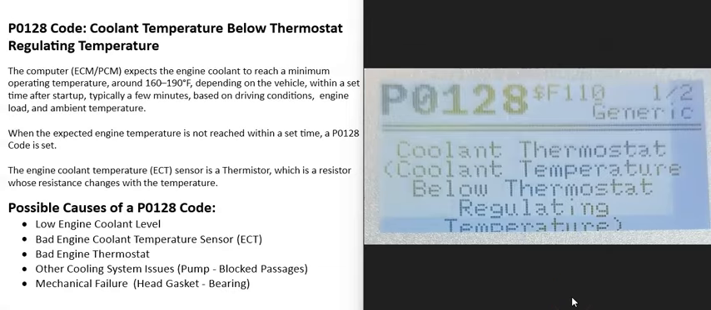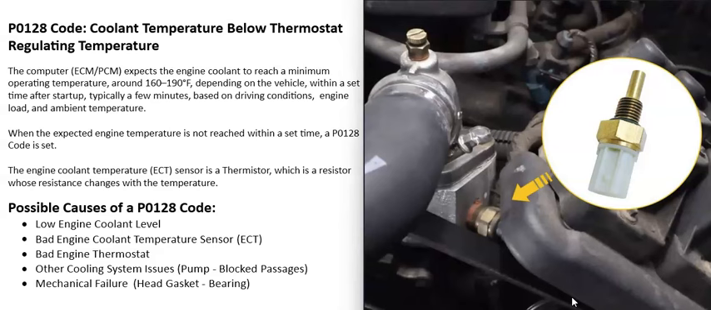So today I'm talking about a P0128 code, what it is and how you go about fixing it. And so what is a P0128 code? Well, it's a coolant temperature below thermostat regulating temperature. And so what does this mean? Well, basically, that's what's called an engine coolant temperature sensor. So that's just reporting back to the computer what the temperature of the engine is.